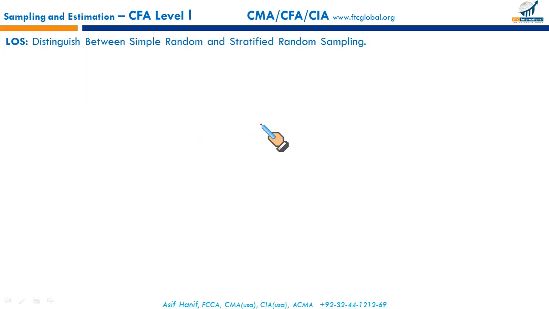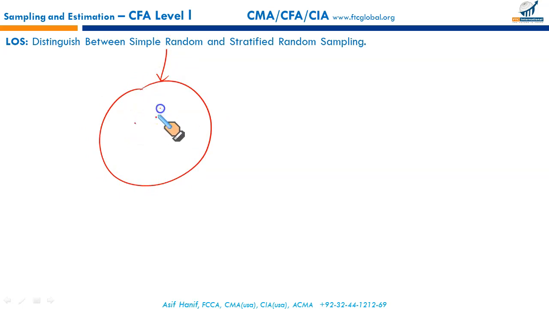Okay. Now, next learning outcome statement says distinguish between simple random and stratified random sampling. We have discussed simple random sampling. It's simply selecting samples randomly from the population where each member or each element has equal opportunity of being selected, equal probability of being picked. This is called simple random sampling.